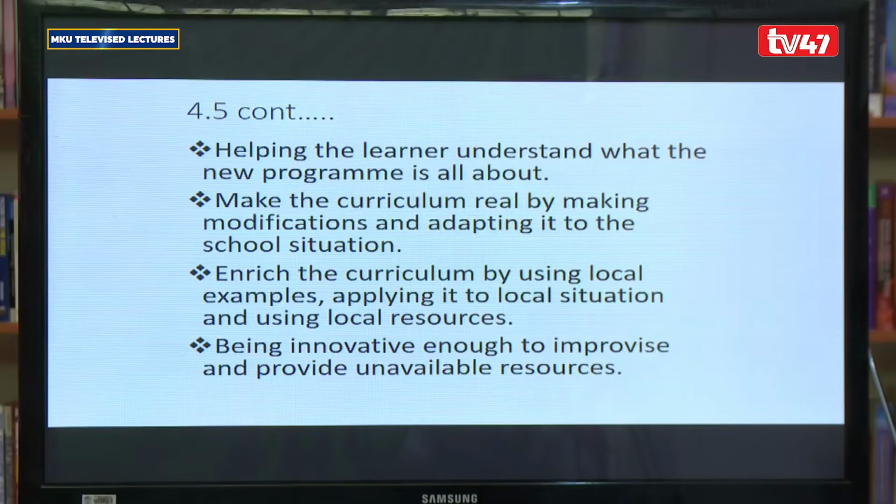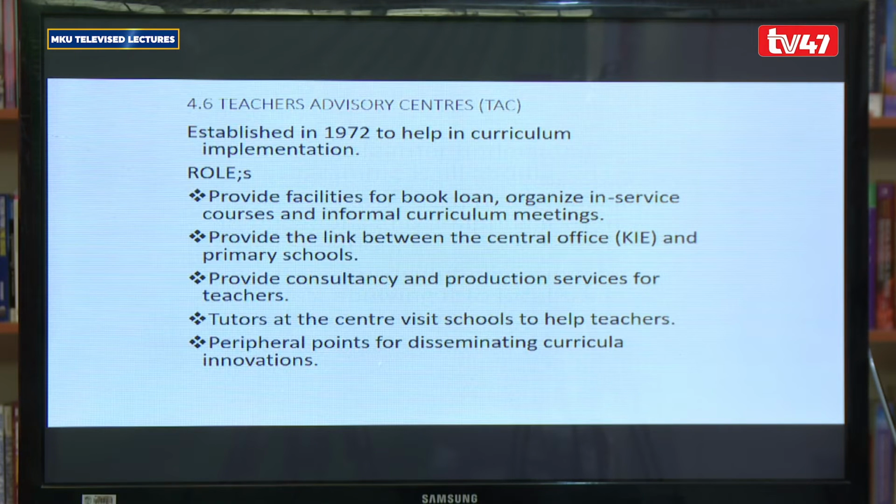The teachers also help the learner to understand what the new programs are all about. They make the curriculum real by making modifications and adapting to the school situation. They enrich the curriculum by using local examples. They apply to the local situations, and they use local resources. They encourage innovation among the students, and they improvise and provide the unavailable resources that might be needed in the implementation of the curriculum.